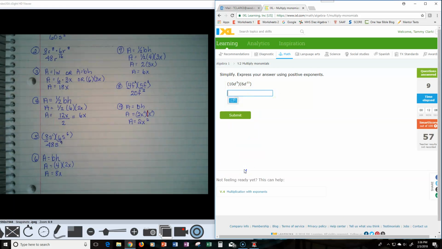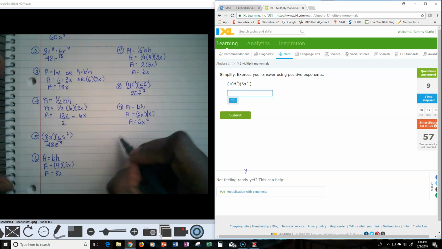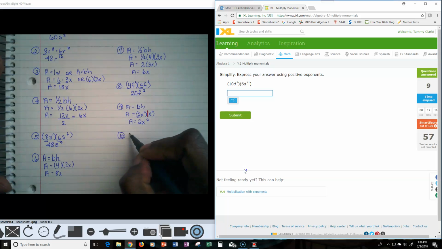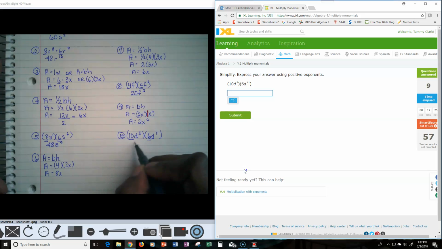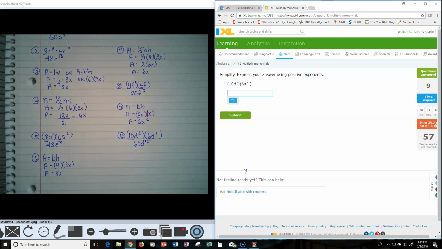All right, now let's look at our next one. We have simplify, express your answer using positive exponents. So we have 10d to the 5th power, and we're going to multiply that by 6d to the 11th power. Multiply your coefficients, so we have 60 d to the 5th multiplied by d to the 11th. Add, keep the base, d, add the exponents. 5 plus 11 is 16. So our answer would be 60 d to the 16th power.